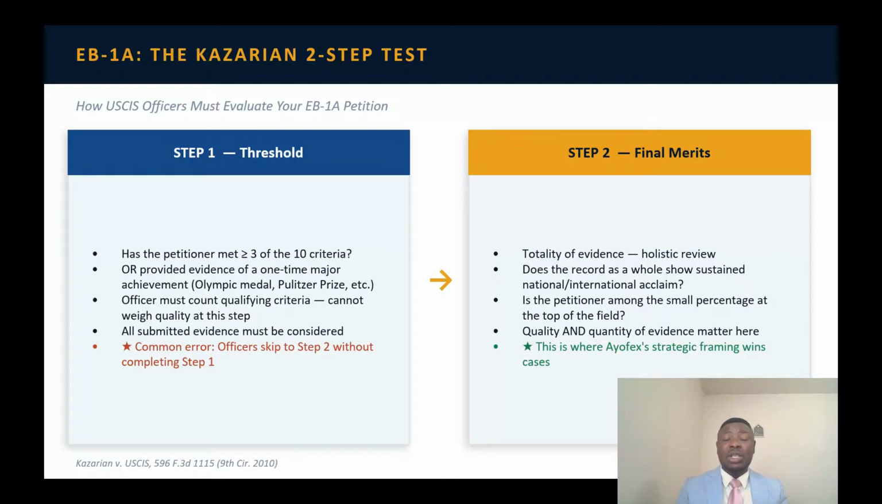At the second step, the officer does a holistic review of your petition. They look at the totality of evidence, and they ask themselves: does the record as a whole show sustained national or international acclaim? Is this petitioner among the small percentage of people at the top of the field? These are a few questions they ask themselves. They also look at the quality and the quantity of evidence, and this is where IOFX strategic framing wins cases.